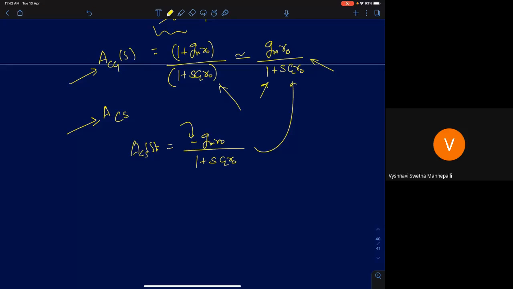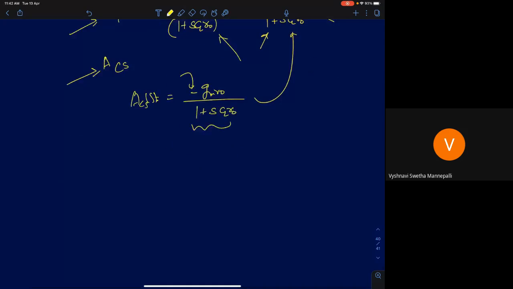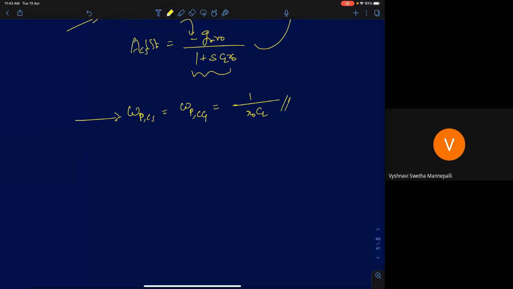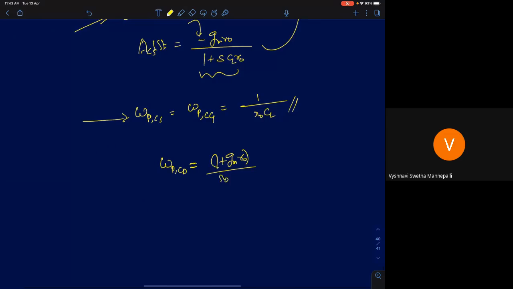DC gain is the same. Pole location is also exactly the same. So the pole location in both, omega p CS is equal to omega p common gate. This is for the intrinsic transistor. I have not loaded it. If I don't load it, the pole is simply 1 by R naught into CL. That's the location of your pole. And what's the location of your pole in common drain configuration? In case of a common drain configuration, it was larger by 1 plus GM R naught times.